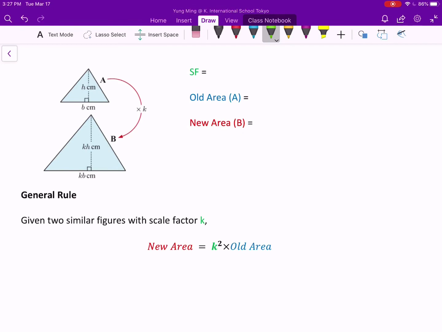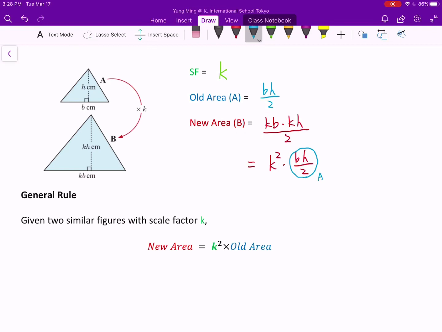So if you look at a more general picture in this case, for example, from the triangle to another bigger triangle, in this case our scale factor is k. The old area is the base times height divided by 2. Now the new area will be, again, your base is now kb times your height is kh, and now I want to divide it by 2. This could be written as k squared times bh over 2. But you notice that this bh over 2 is exactly my area of A.